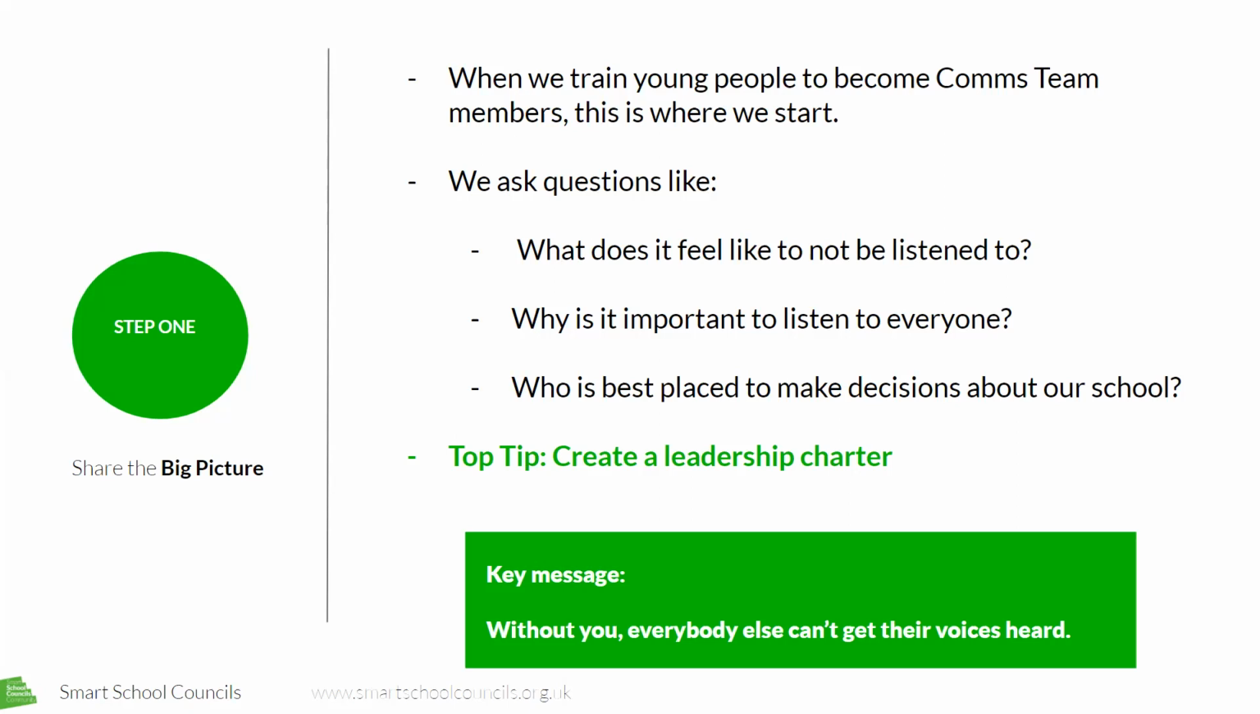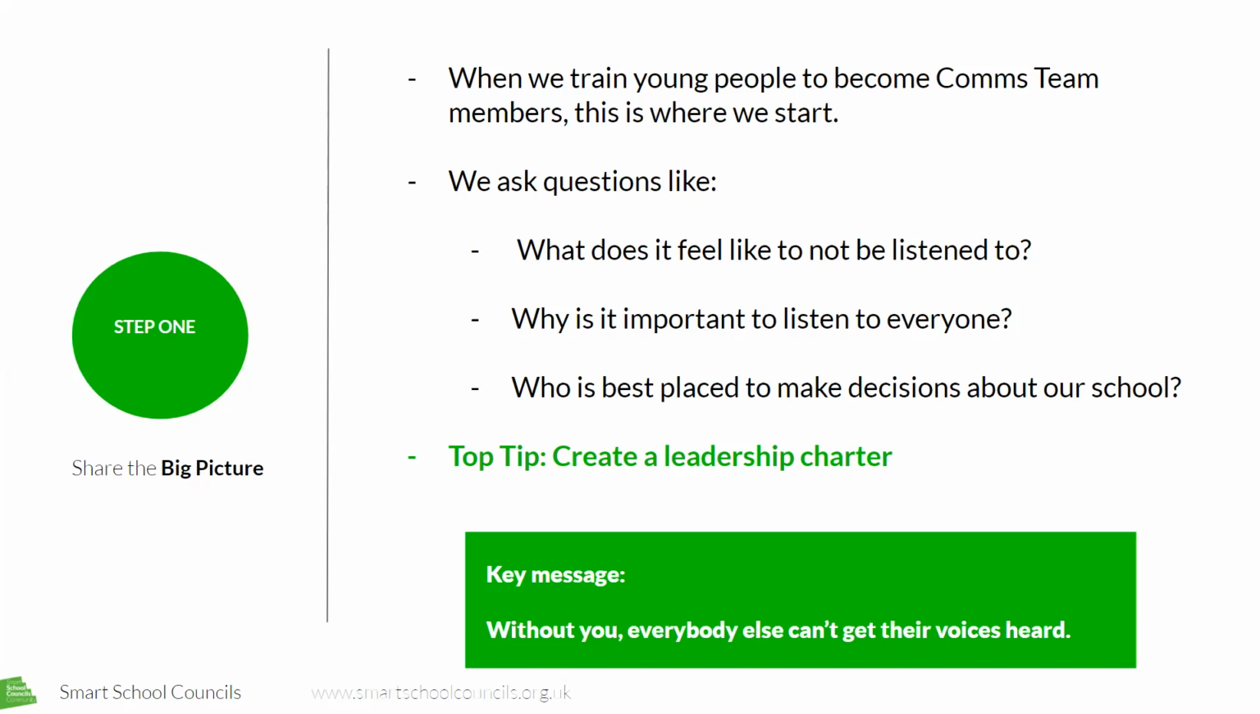And the third question is a fascinating one, because when we ask it, you'd be quite surprised by the response. Who is best placed to make decisions about our school and about us as young people? And often the answers will be, oh, the teachers or the head teacher or the governors, parents sometimes. Not always is the answer, it's us. And I think it's okay to challenge that and say, well, why isn't it okay for young people themselves to make decisions about their schools? Because it affects their lives more than anybody else's.